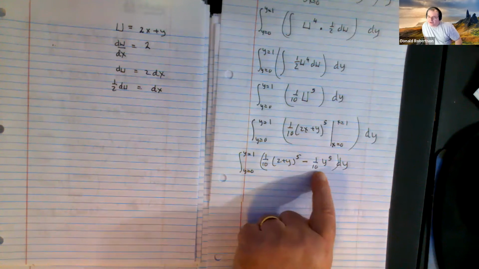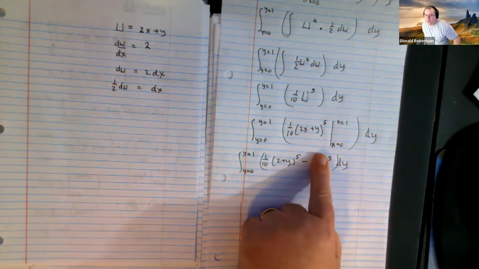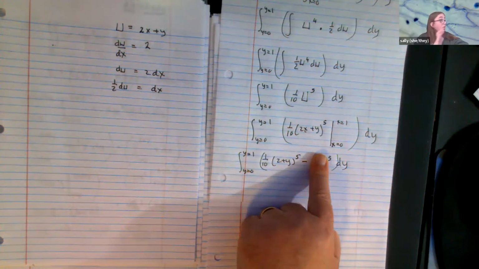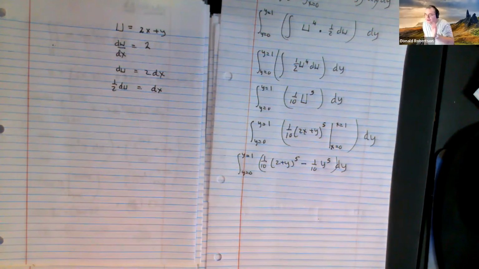Would you agree this piece is easy? Isn't this piece just going to be a power rule? How might you tackle 2 plus y to the power of 5? You could do another U sub, and that would just be 1. Yeah, and off you go and do your thing. So at that point, I'm just going to stop.